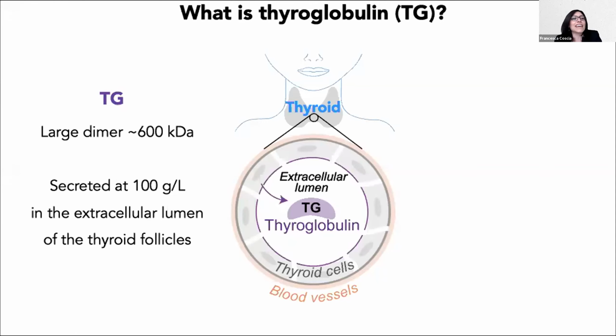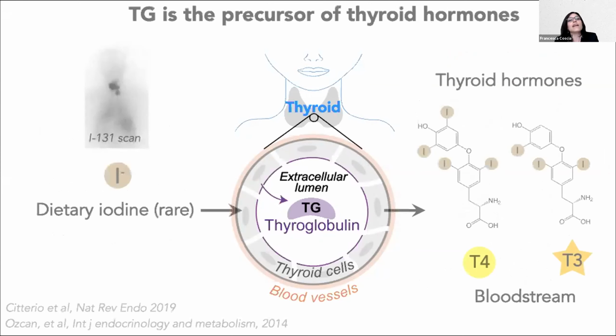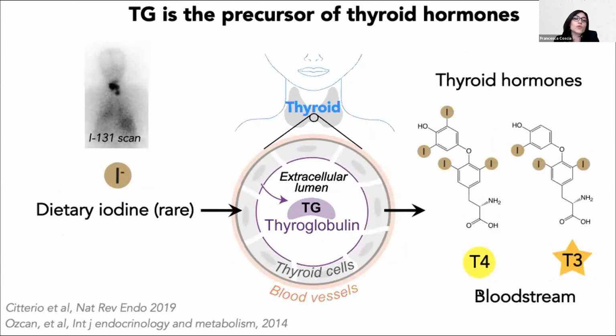And because of this, and because this is a very stable, large dimer, it has been used since the early ages of biochemistry as a molecular weight standard. So biologically, thyroglobulin is the precursor of thyroid hormones, which are two iodinated molecules essential for the metabolism of vertebrates. So thyroid follicles are basically small bioreactors which accumulate the rare iodine from the diet. So all the iodine that we eat is concentrated in the thyroid, as you can see in this iodine reactive iodine scan. And then the thyroid uses thyroglobulin to make those two hormones.